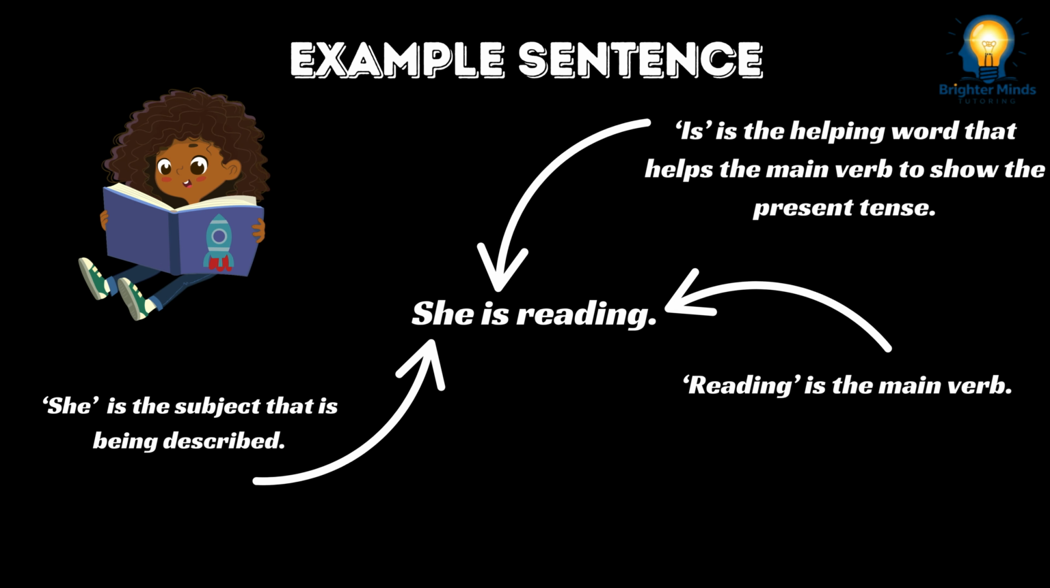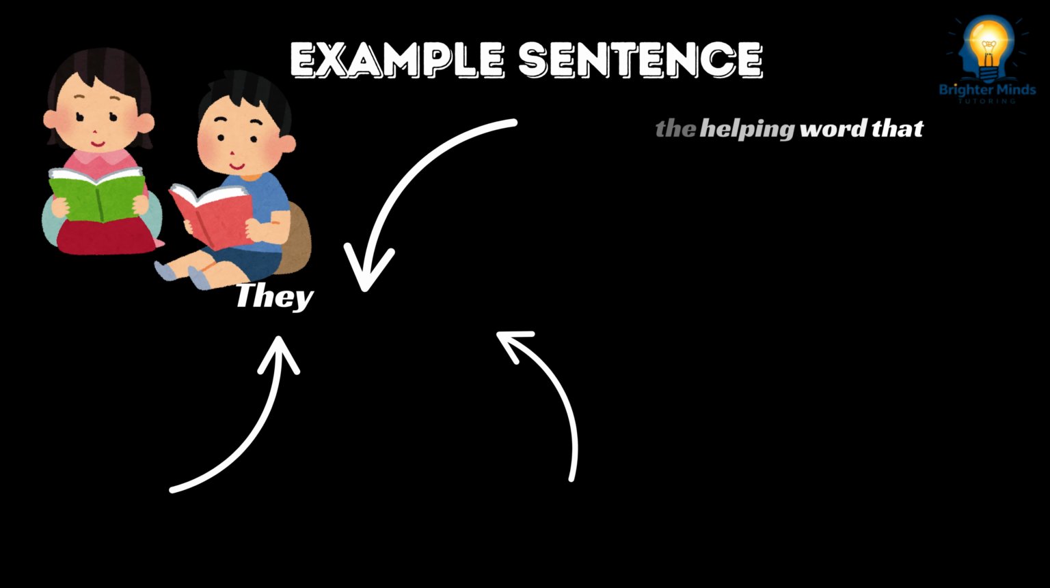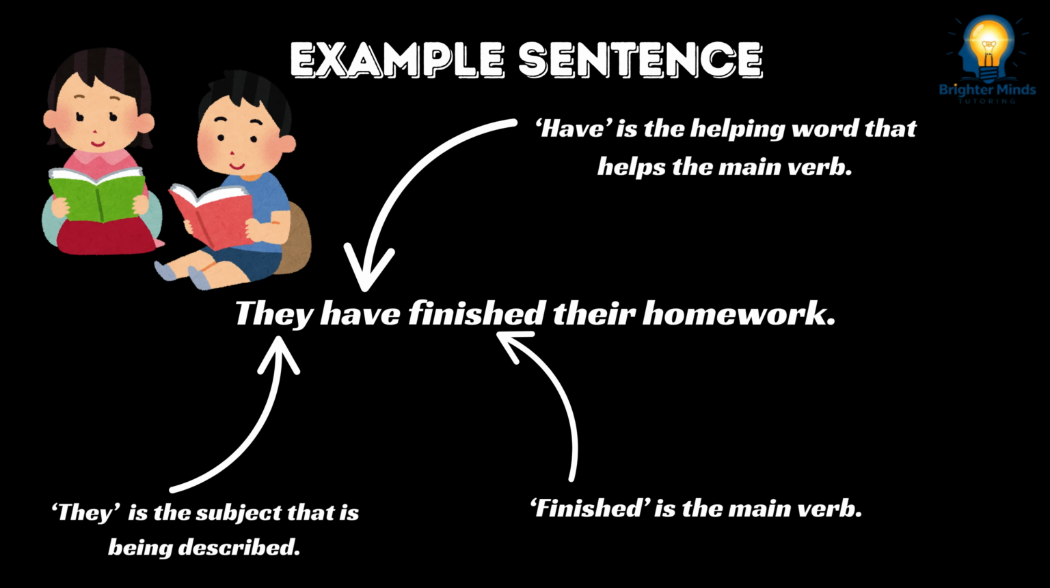She is reading. Here, is is the helping verb, and reading is the main verb. They have finished their homework. In this sentence, have is the helping verb, and finished is the main verb.